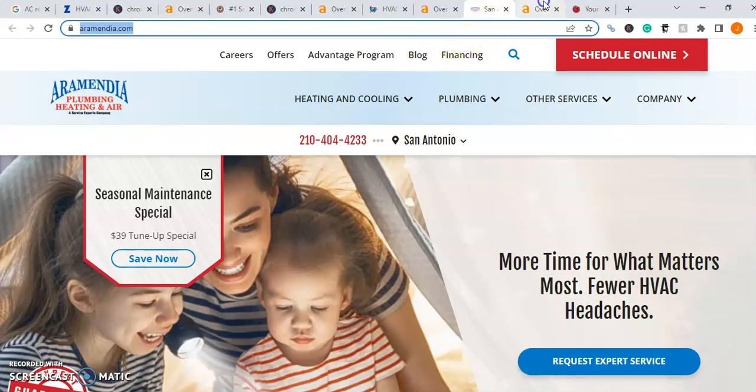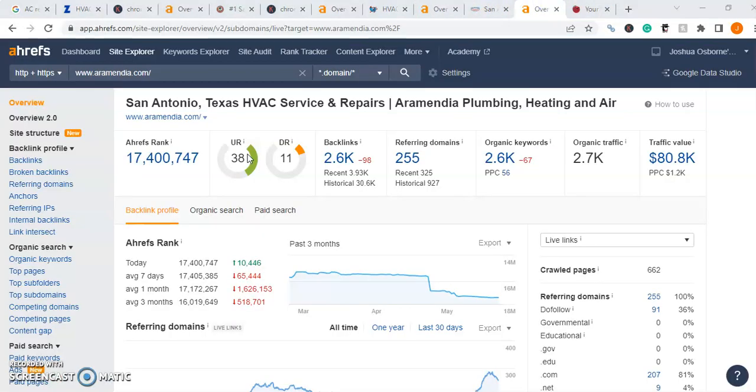Then we have Armendia, which generates a 38 UR and 11 DR. It also puts them in the top 100 for 2.6 thousand keywords and generates about 2,700 users every single month with a traffic value of $80,000 every single month. So you really see the potential here of a strong SEO structure when it's done correctly.